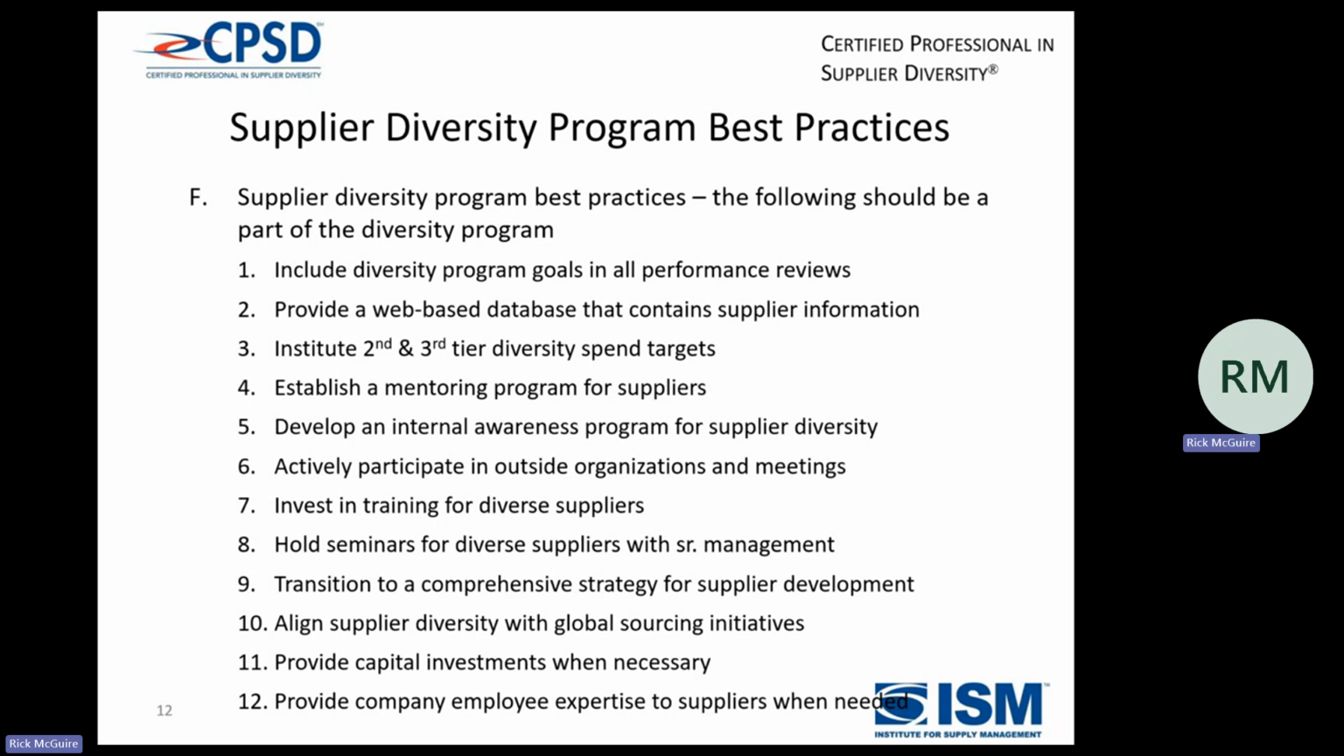Transition to a comprehensive strategy for supplier development. Align supplier diversity with global sourcing initiatives or with your company's initiatives. Provide capital investments and provide company employee expertise.